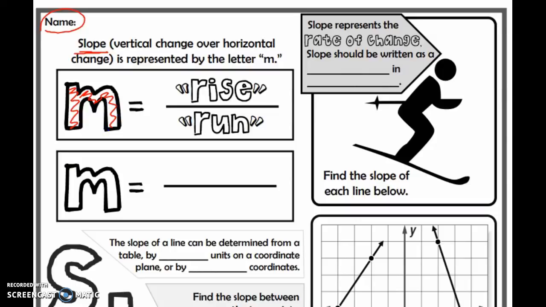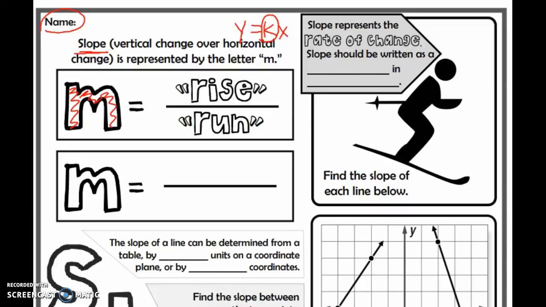M stands for slope, which is kind of funny because all along you've been learning things like y equals kx, where k was the unit rate, and that's still the same thing if we have a proportional graph, but we don't always have a proportional graph.